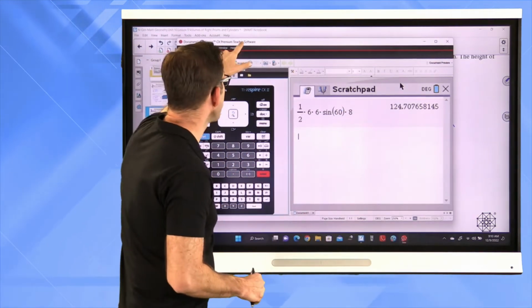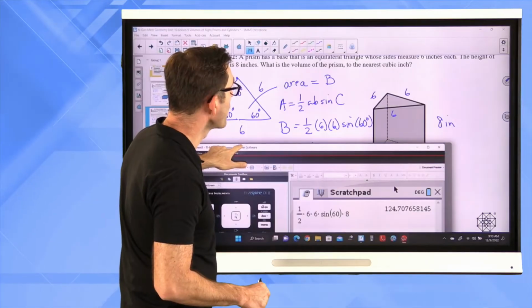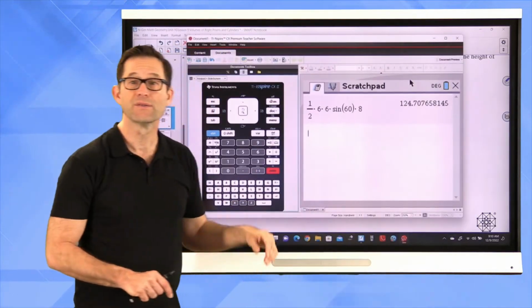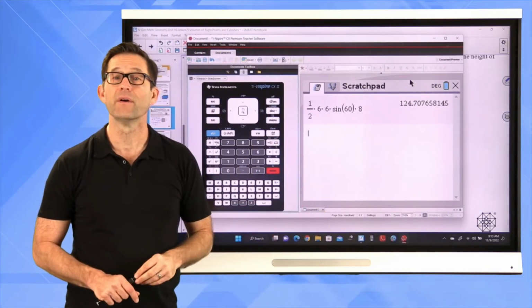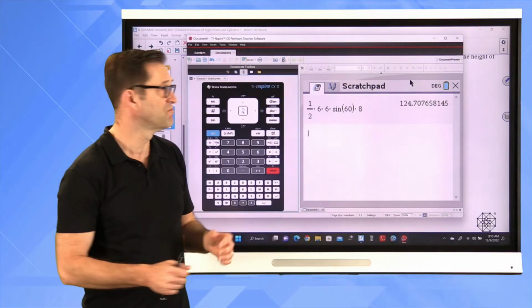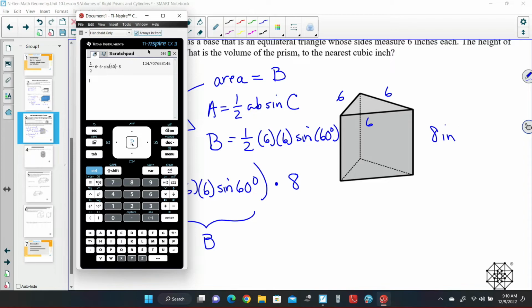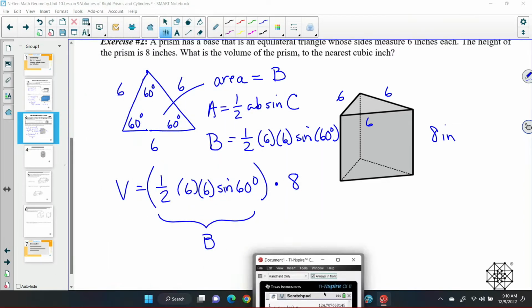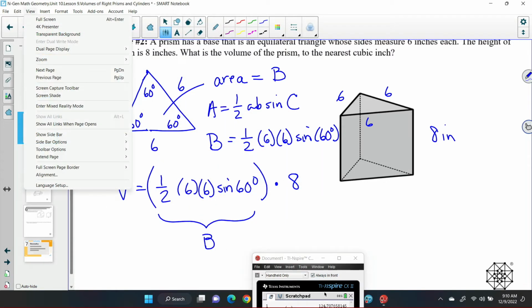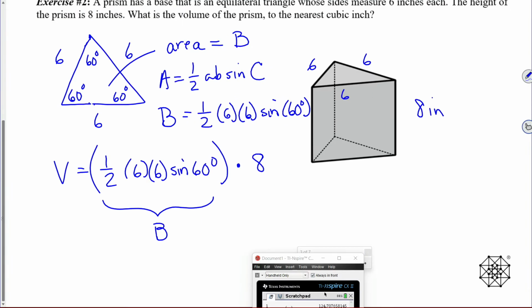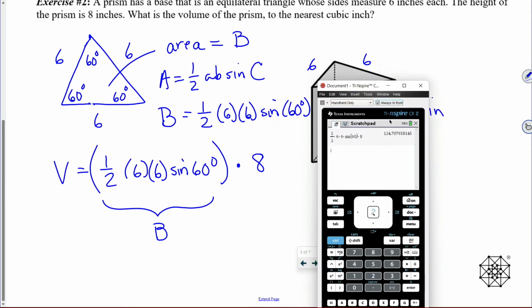Let's see what they ask us to round to. We want to round to the nearest cubic inch, so that is going to be 125 cubic inches. Awesome. We'll get that down in just a sec. All right, let's keep that in front so that we can grab onto our calculator. Go back into full screen. Let's try that again. There we go. And let me just make sure, 125.